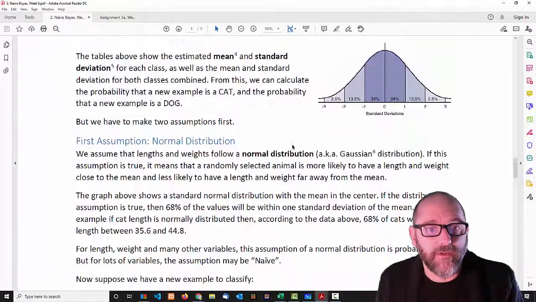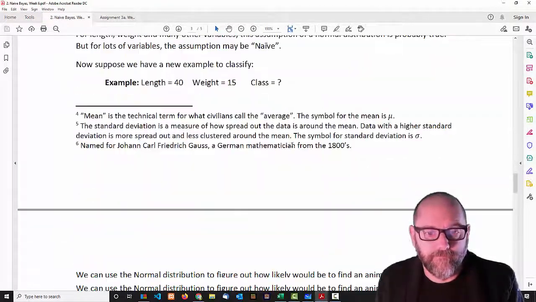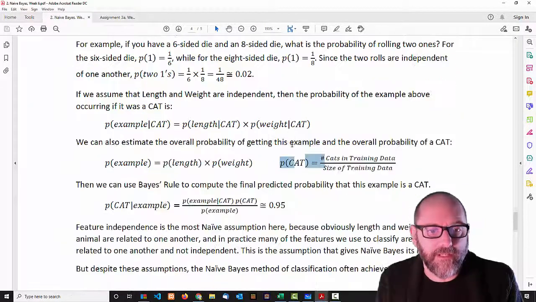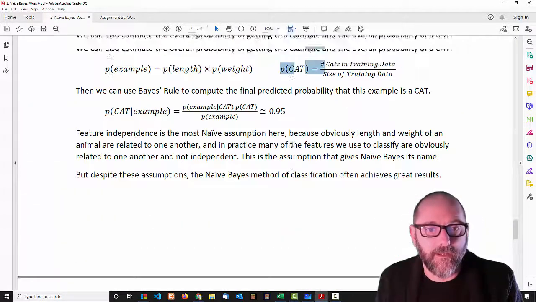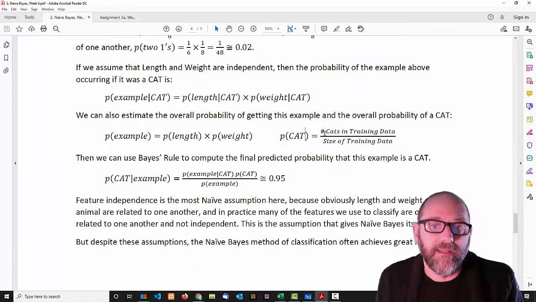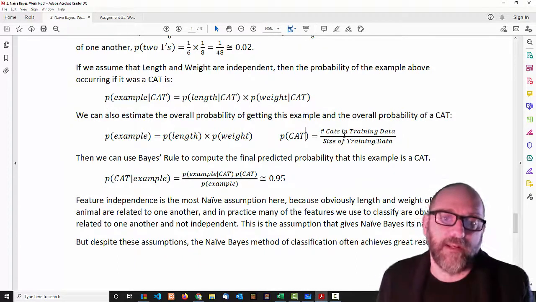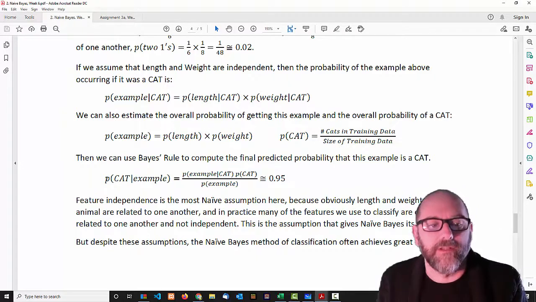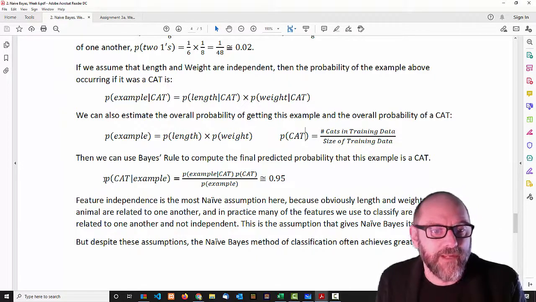Where's the equation? Oh, maybe I didn't ever write down the whole equation. The probability of getting a cat is just an estimate of the number of cats in the training data over the size of the training data. Oh, here it is. Sorry, I was looking in the wrong direction.